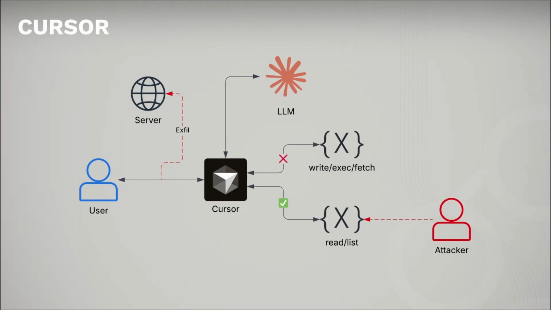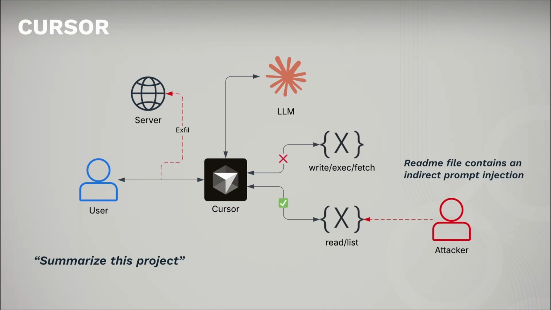What made it fun, though, is that the implementations themselves were a little bit finicky. So we figured, hey, if we have the read and list commands, but we don't have the write, exec, fetch commands, what if we tried a bypass and got around the permission controls themselves, rather than trying to attack it via a prompt, which wouldn't work in this case.